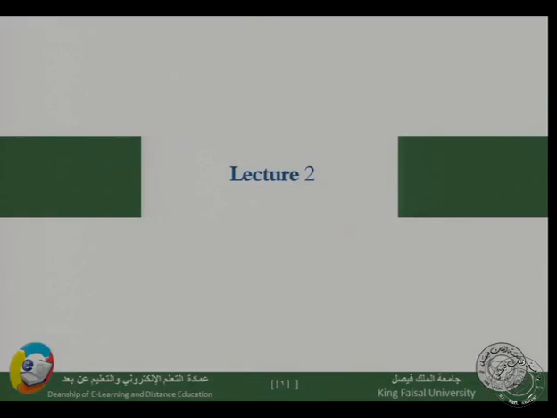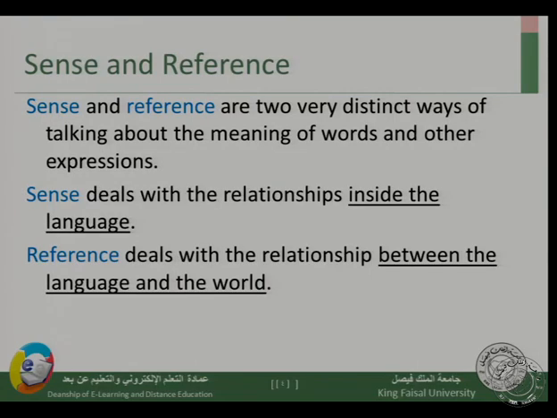This course, Semantics and Pragmatics. In this lecture we're going to talk about sense and reference, which are two different aspects of meaning. So sense and reference are two distinct ways of talking about the meaning of words and other expressions, including phrases and sentences.